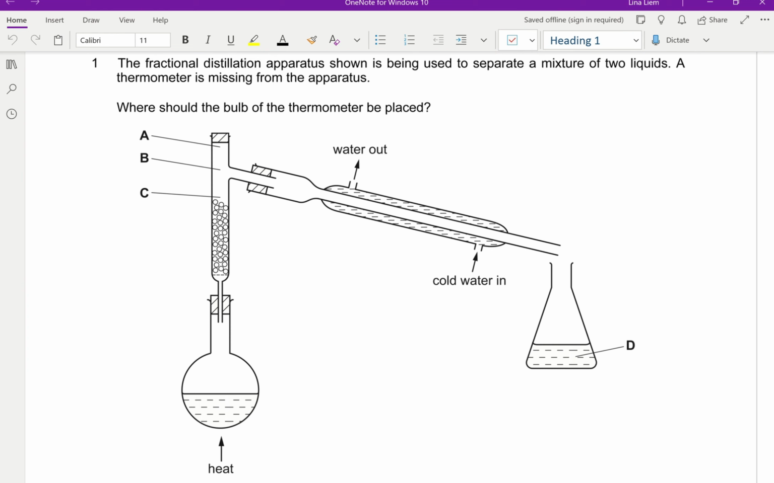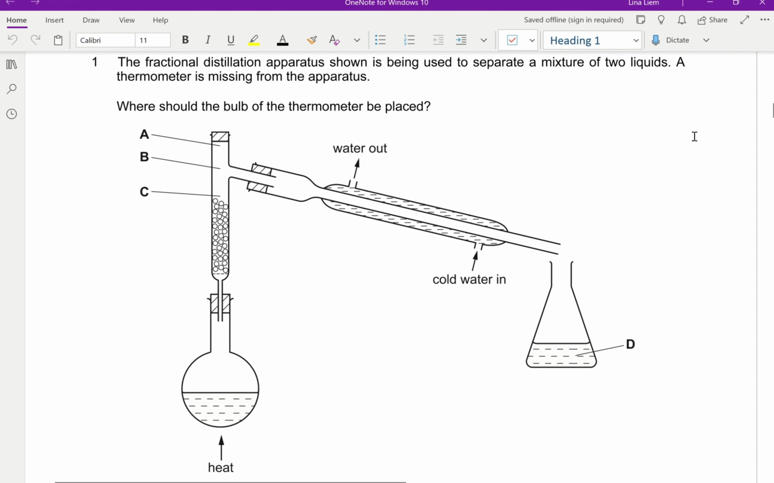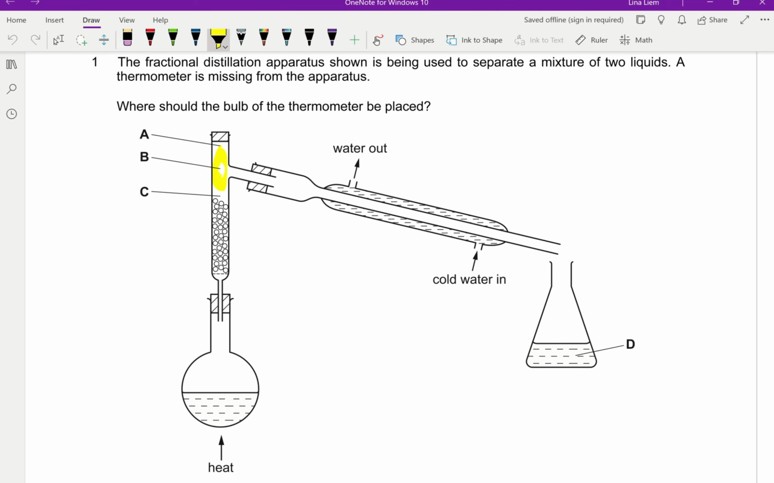Question 1. The fractional distillation apparatus shown is being used to separate a mixture of two liquids. A thermometer is missing from the apparatus. Where should the bulb of the thermometer be placed? The bulb of the thermometer should be placed in this area here, B, so that it can detect the temperature of the vapor condensing to liquid.